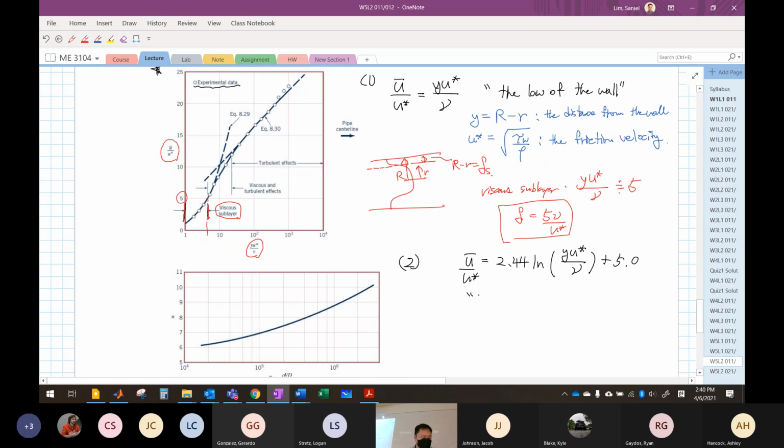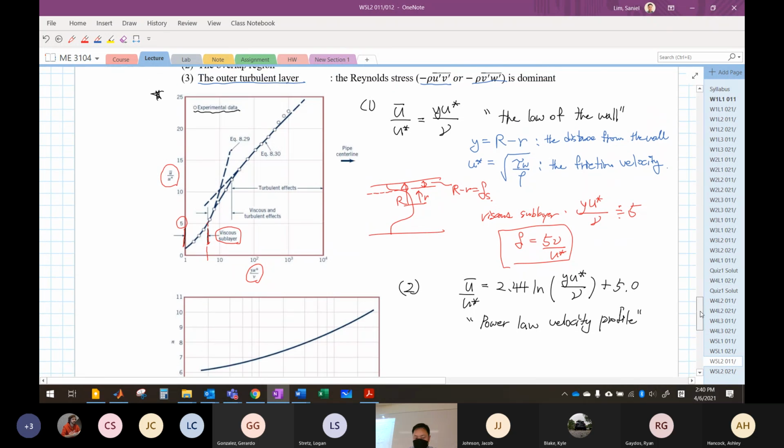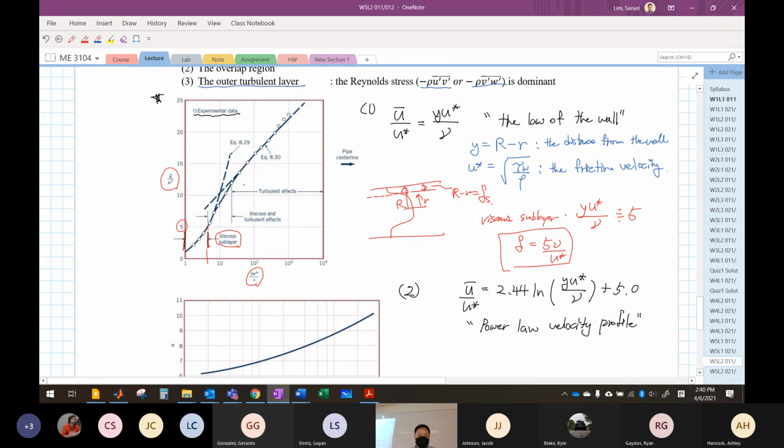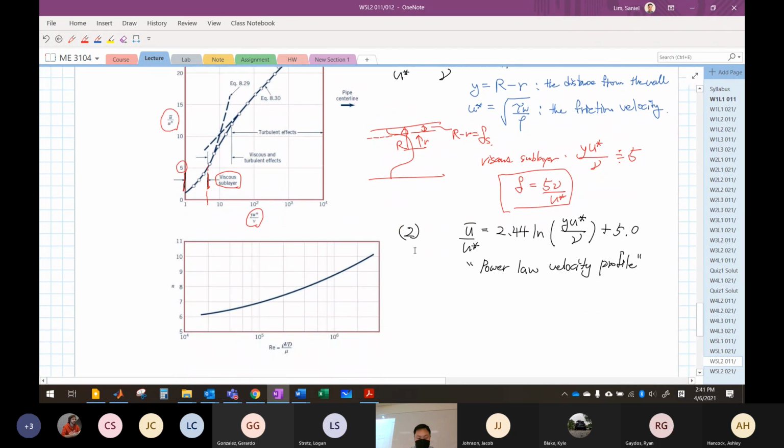So they call this the power law velocity profile. And this can fit the experimental data for after the sublayer, pretty much to the center of the pipe flow. So you can just use it to characterize the velocity profile in the center region of the pipe flow.